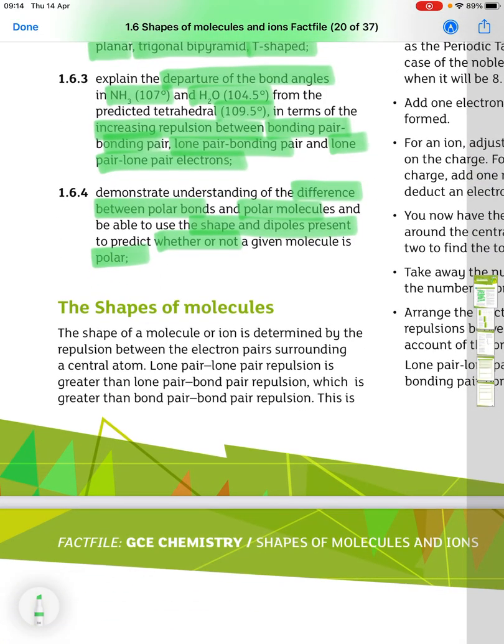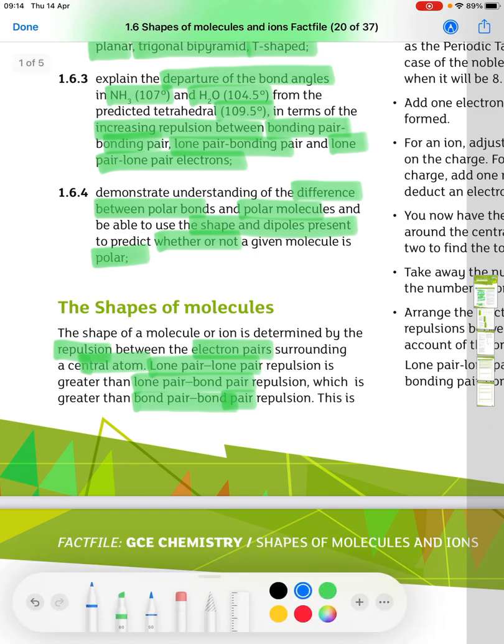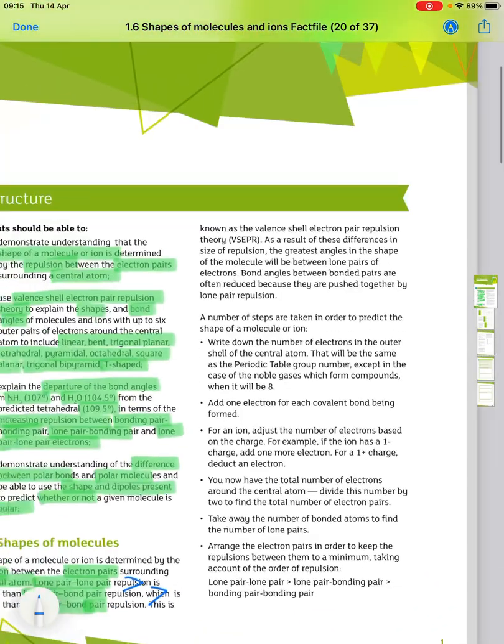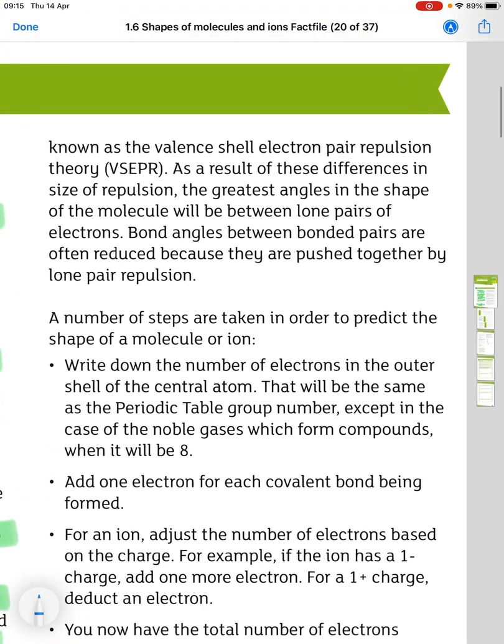So, looking at the shapes of molecules, the shape of a molecule or ion is determined by the repulsion between the electron pairs surrounding the central atom. That can be between 2 lone pairs, between a lone pair and a bonding pair, or a bonding pair and a bonding pair. And the lone pair repulsion is greater than lone pair to bond pair repulsion, which is greater than the bond pair to bond pair repulsion. And this is known as the valence shell electron pair repulsion theory, or VSEPR.